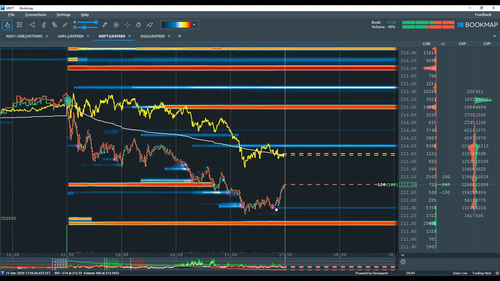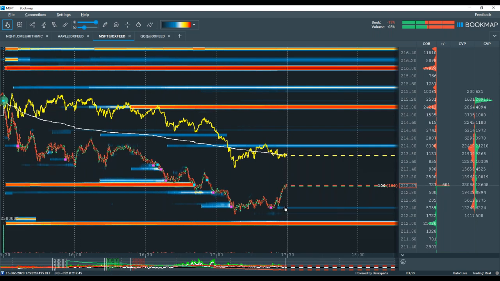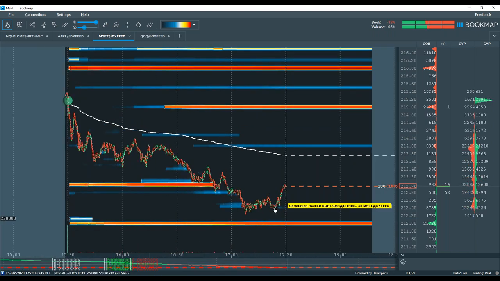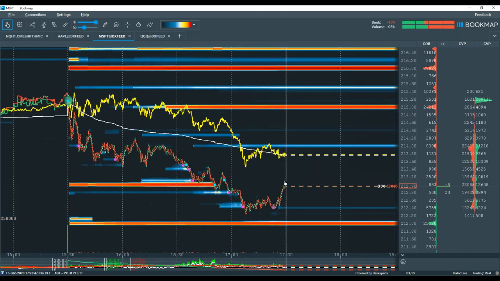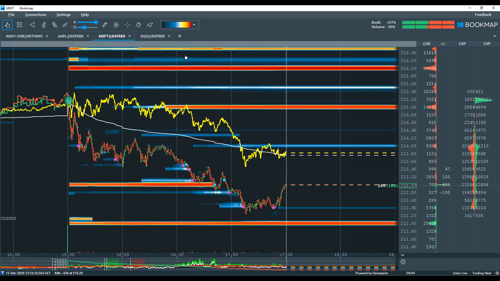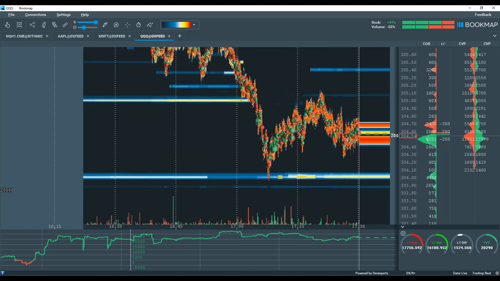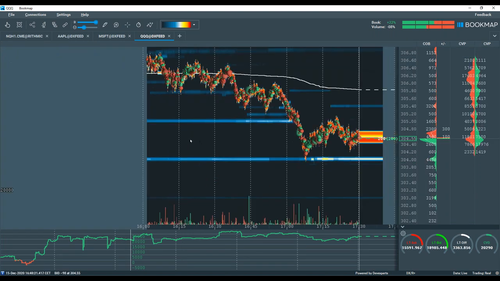Look here. This is Microsoft. So look here, the liquidity added just after. Okay, and the price goes up. This is the first target, and this is the second. Okay, this is the real time. You can see also QQQ. As you can see, QQQ is not so clear as Apple.